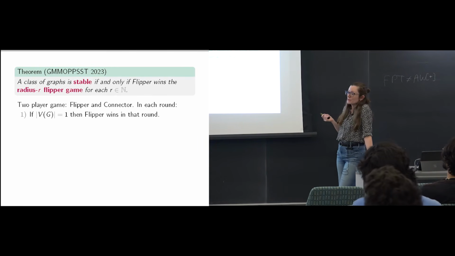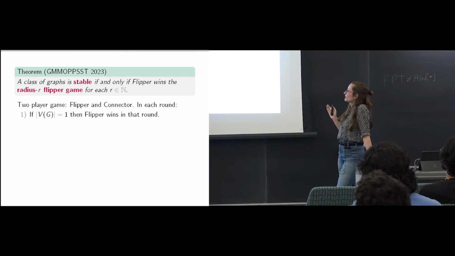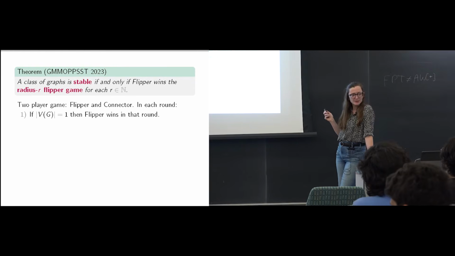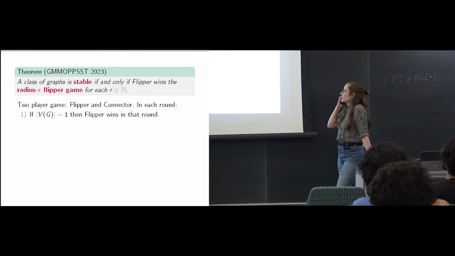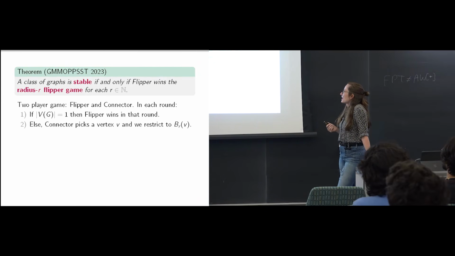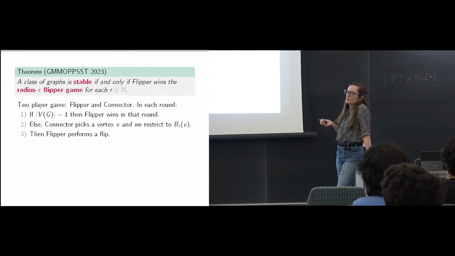And the game goes as follows. In every round, if there's only one vertex left, then Flipper wins in that round. Flipper is trying to get rid of all of the vertices in the graph, so that Connector has no more moves. And Connector is trying to keep the possibilities open. Then Connector picks a vertex v, and you restrict to the ball of radius r around v. And Flipper performs a flip, and you continue. So in every round, if there are no more interesting moves for Connector, then Flipper wins. Otherwise, Connector chooses a vertex, you restrict to a small ball around that vertex, and then Flipper flips.